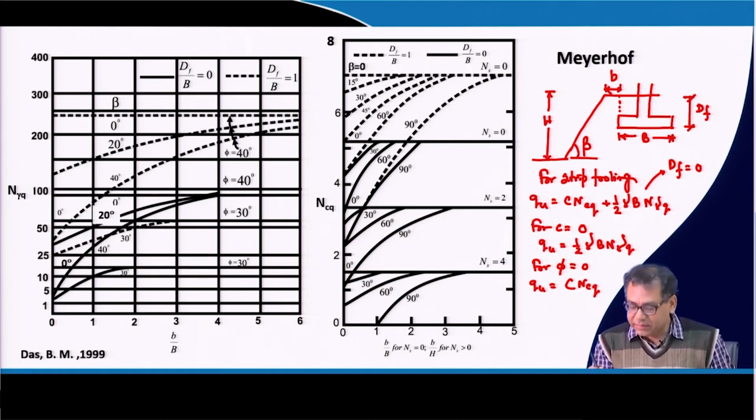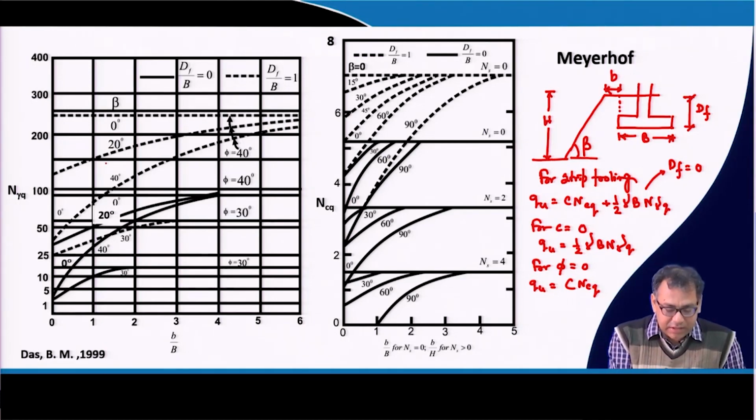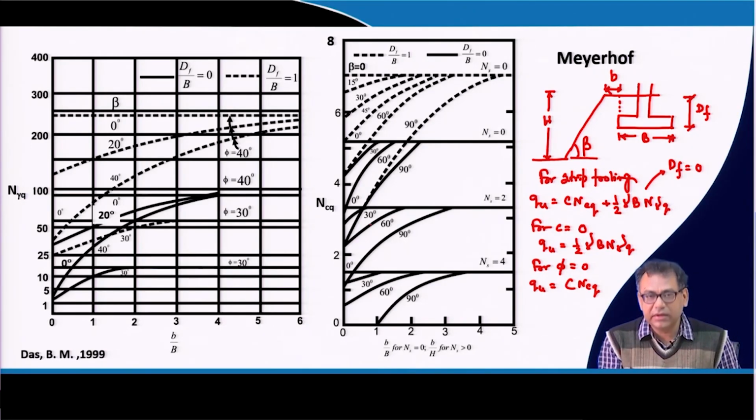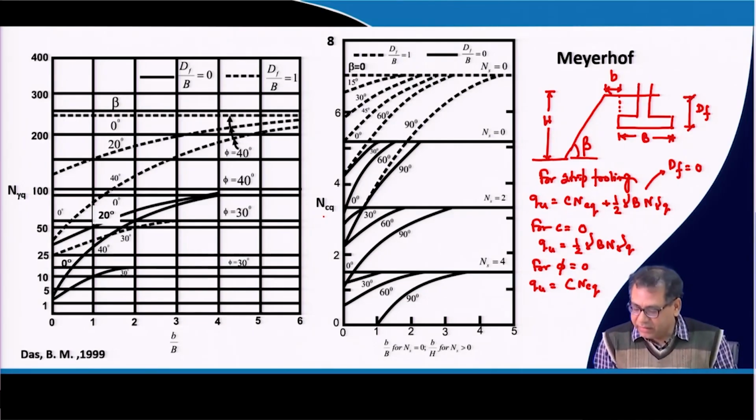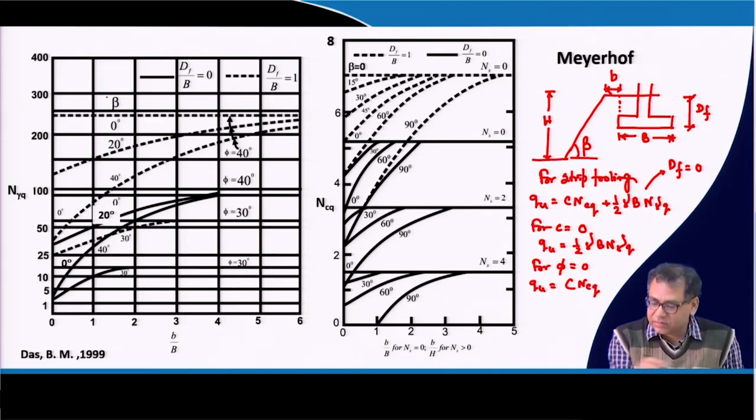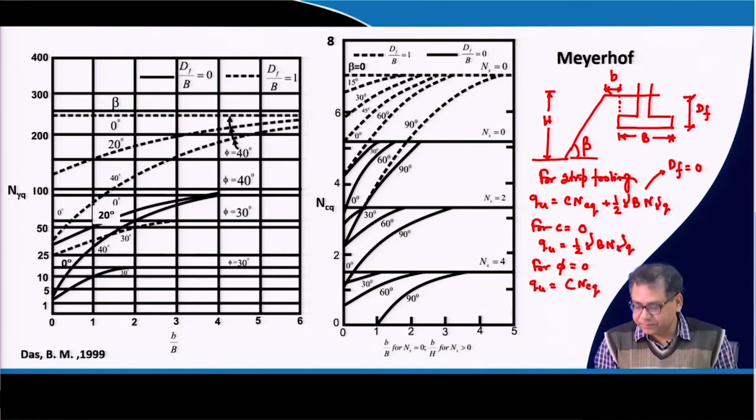Now, these bearing capacity factors we can determine from these charts. These two charts are given. From the first chart we can determine N_γq and from the second chart we can determine N_cq. Let me first explain the N_γq part, which can be used if c equal to 0, where this β is the slope angle. Okay. So this dotted line is given for D_f/B equal to 0.